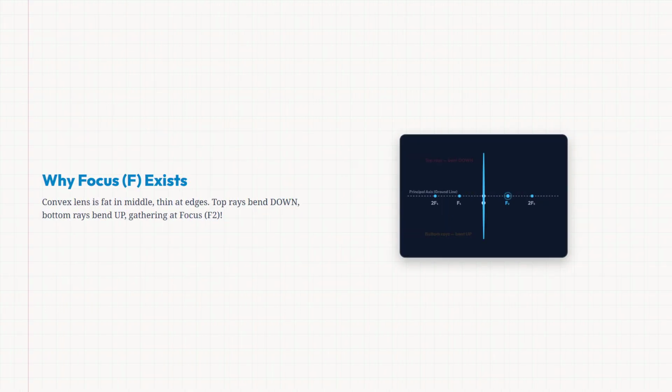Why does a focus F exist? Look at the shape of a convex lens. It is fat in the middle and thin at the edges. Top rays get bent down, bottom rays get bent up. The exact spot on the ground line where all these bent rays gather is called the focus F2.